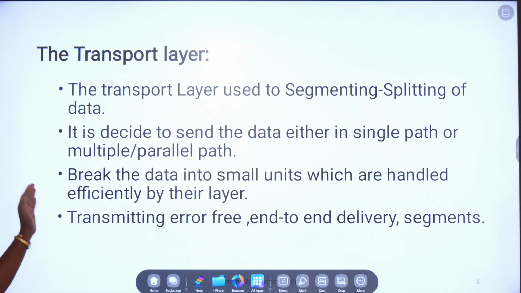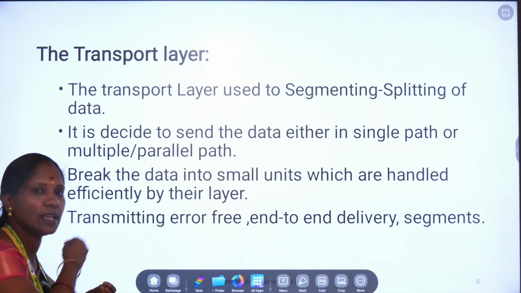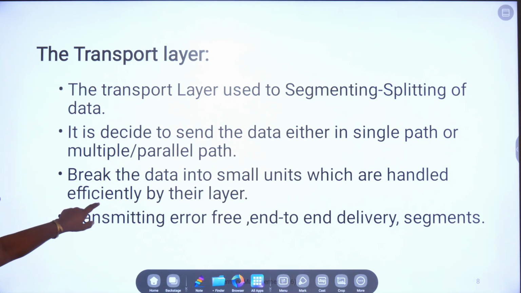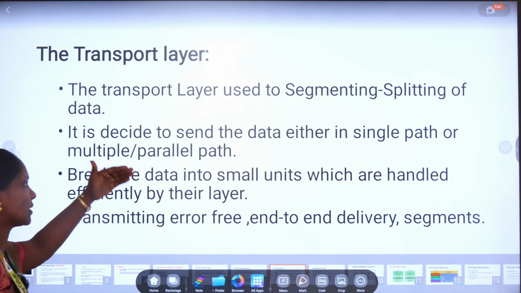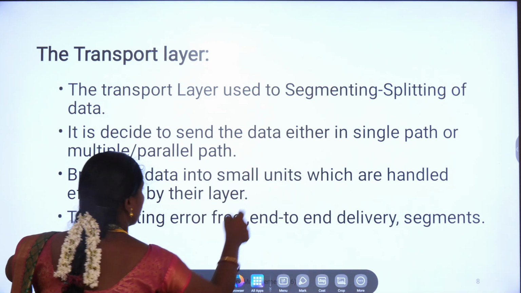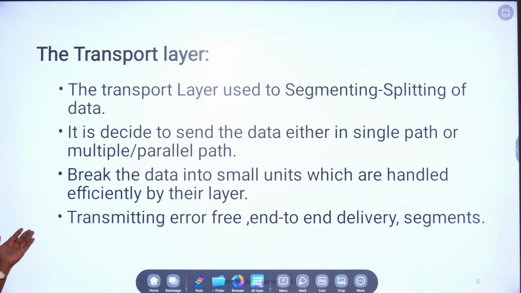Next, the layer breaks the data into small units which are handled efficiently. Because when each and every user sends some data from source to destination, it is divided into a number of segments, split at the same time. Dividing into small units of data means the data is handled very efficiently by the layer. Then finally, the transport layer is used for error-free, end-to-end delivery of packets, along with segmenting of data.